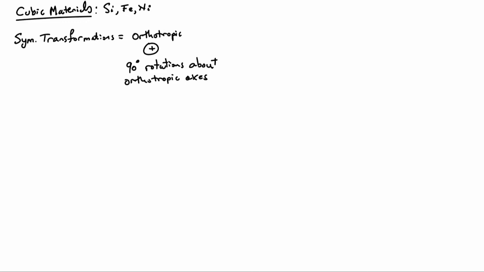So this is a material that has symmetry transformations that include all the orthotropic transformations, so 3 reflective planes of symmetry, but it also includes rotational symmetry about any of the orthotropic axes, and rotational symmetry in increments of 90 degrees. So we have, in addition to the reflective planes, these 90-degree rotational symmetry elements.